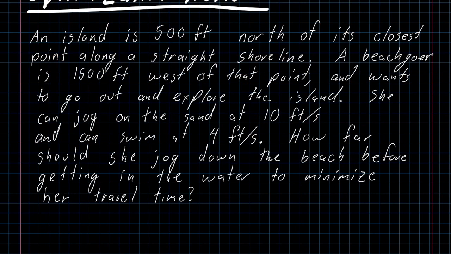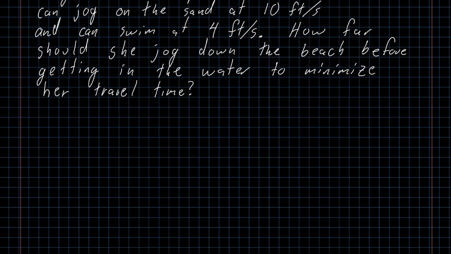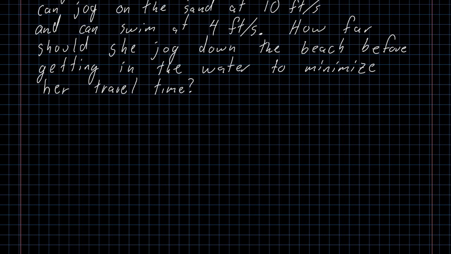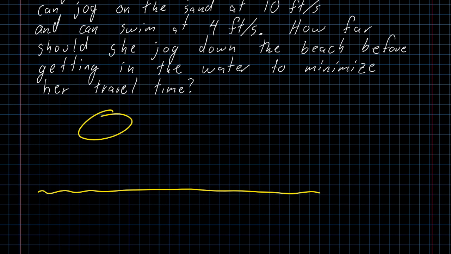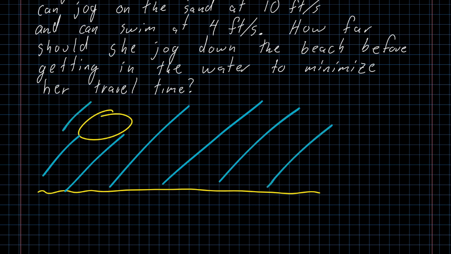All right, that is a wall of text. Let's try to turn that into a picture. So we have a shoreline. It is a relatively straight shoreline, and there is an island somewhere in the water. We have a person who is on the beach who wants to get to that island.